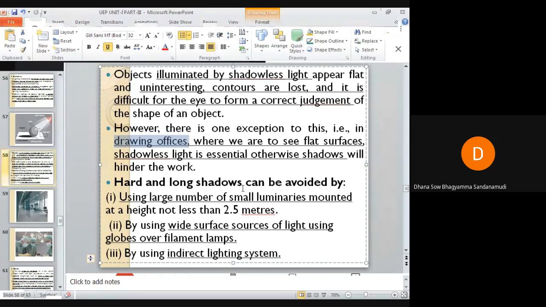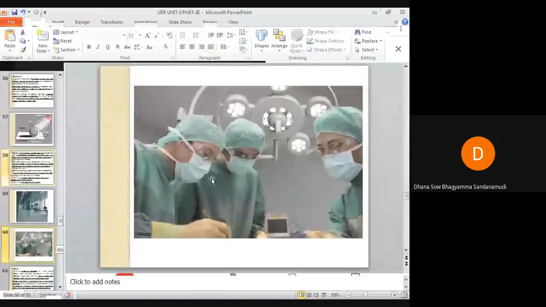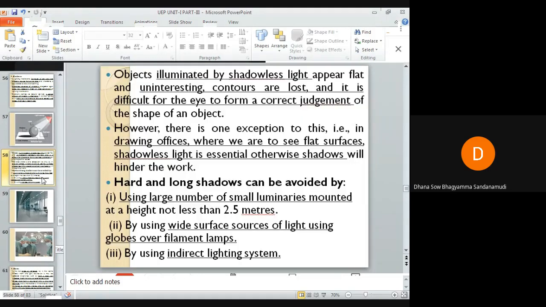So the people who do only drawing work in the offices, for them the illumination should be such that it won't cause any shadows on the surface or work plane on which they are doing the work. Similarly, in operation theaters, shadowless illumination should be there, so that they can do their work effectively, and hard and long shadows can be avoided.